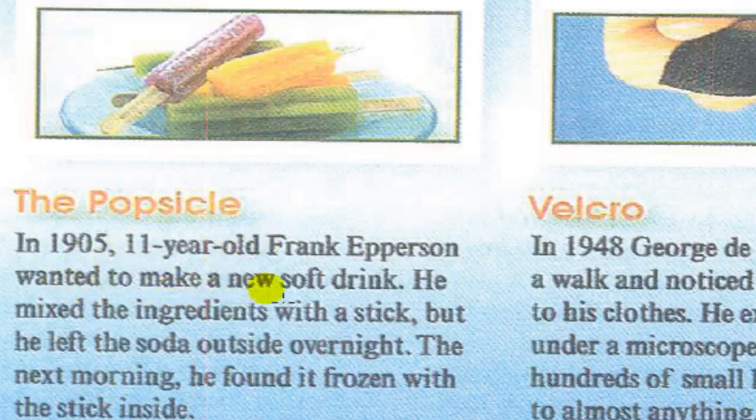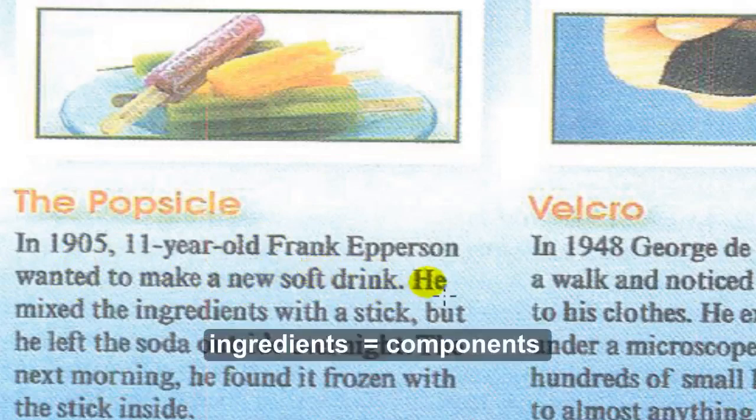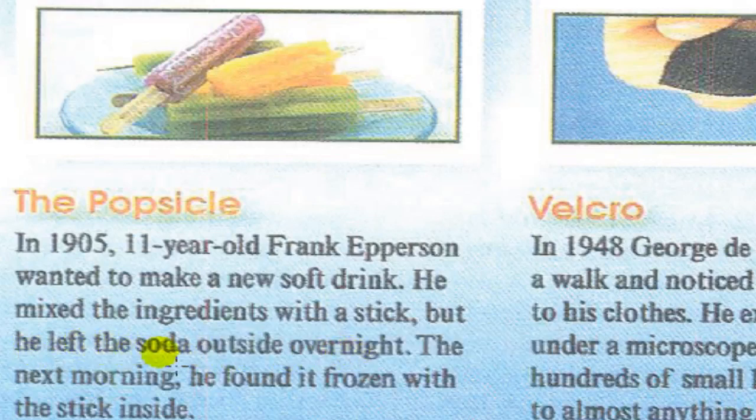Frank wanted to make a new soft drink, like soda, Pepsi, Cola, 7-Up. He mixed the components with a stick, but he left the soda outside overnight. He forgot the soda outside during the night. The next morning, he found it frozen with the stick inside. Frozen, from freeze, like ice with the stick inside. This is the stick. So it becomes frozen in this shape. So he made the popsicle.